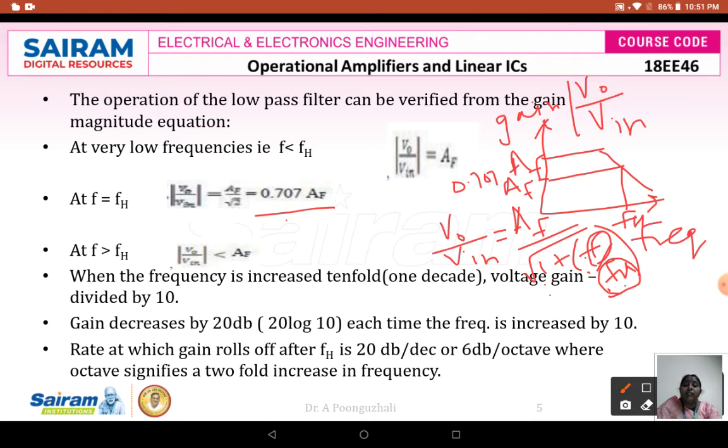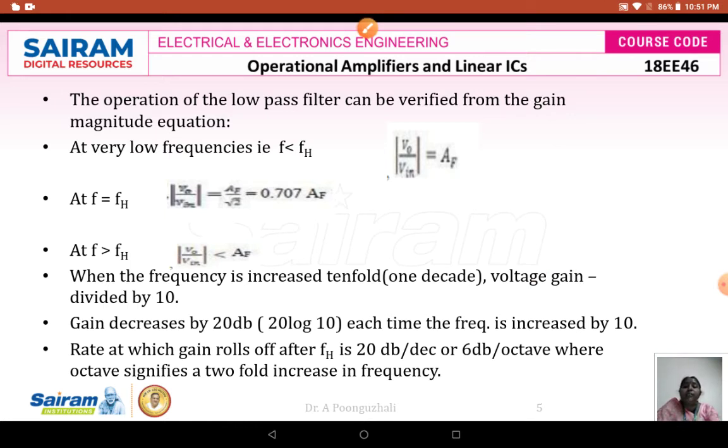So we say that when the frequency is increased by 10 folds, that is 1 decade, then the voltage gain is going to be divided by 10. So we say that the gain is going to be 20 decibels, 20 log 10. So 20 log 10 can be called 20 decibels. So that is nothing but your slope is going to be 20 dB per decade. Why it is decade is because the frequency is increased by 10. So we call it 20 dB per decade. Or if I take it in terms of octave, octave means multiples of 2, so your frequency is going to be a twofold increase. So we will call it a slope of 6 dB per octave.